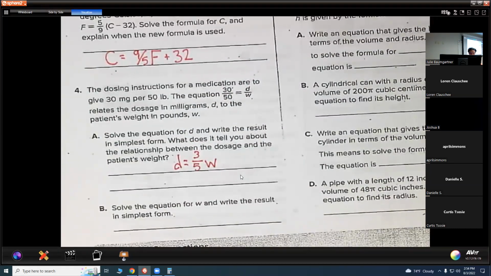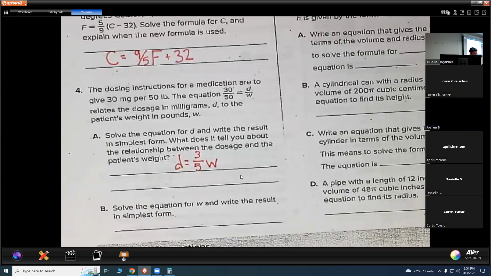So what does this tell us about the relationship between the dosage and the person's weight? Guess? Which is equal to 3/5 of the person's weight, although it's between milligrams and pounds, so that doesn't make any sense. Okay, and then we'll do the same thing for W.